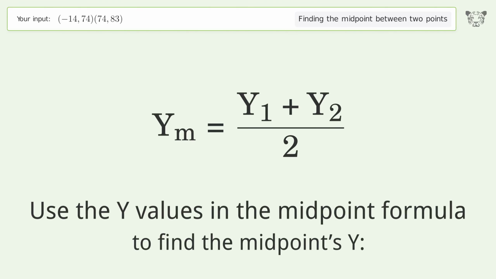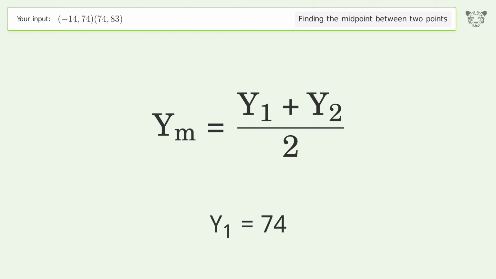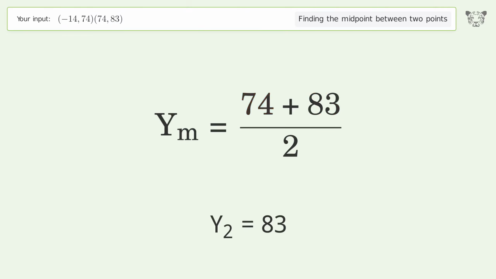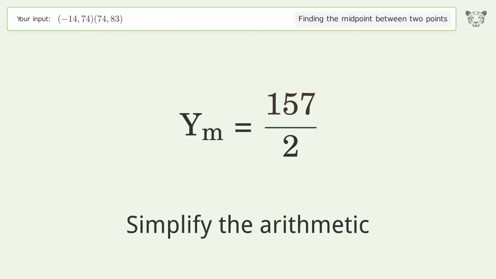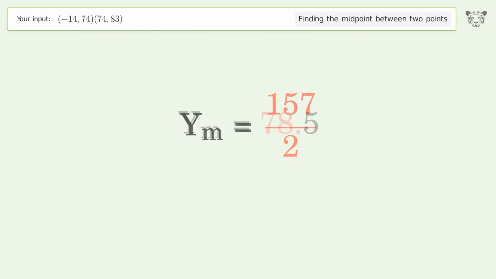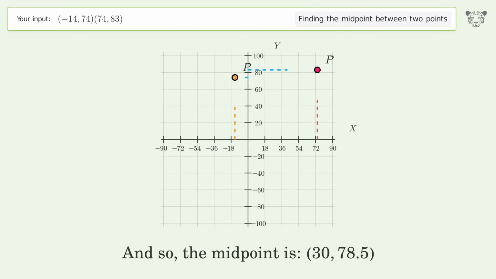Use the y values in the midpoint formula to find the midpoint's y. y1 equals 74. y2 equals 83. Simplify the arithmetic. And so, the midpoint is 30, 78.5.